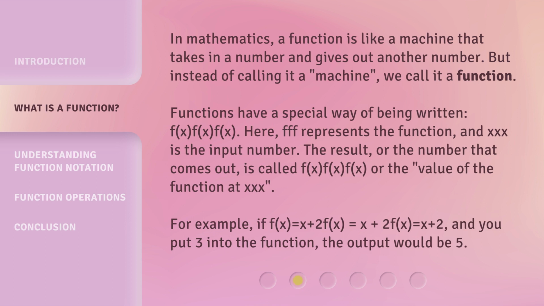In mathematics, a function is like a machine that takes in a number and gives out another number. But instead of calling it a machine, we call it a function. Functions have a special way of being written: f(x). Here, f represents the function, and x is the input number. The result, or the number that comes out, is called f(x), or the value of the function at x.